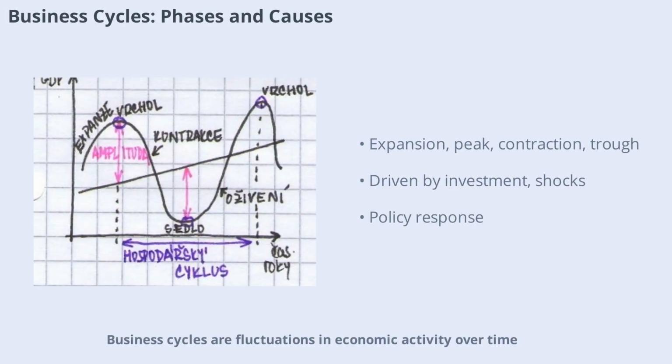Business cycles are fluctuations in economic activity over time, including periods of expansion, peak, contraction, and trough. They are driven by factors like changes in investment, consumer confidence, technology, and external shocks. Understanding cycles helps policymakers anticipate downturns and design countercyclical measures.